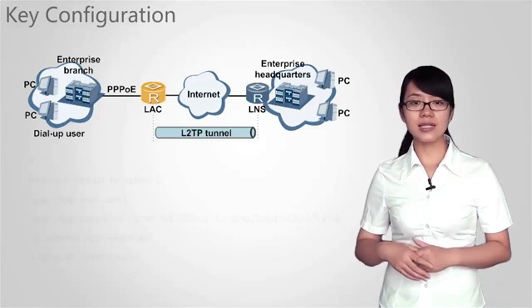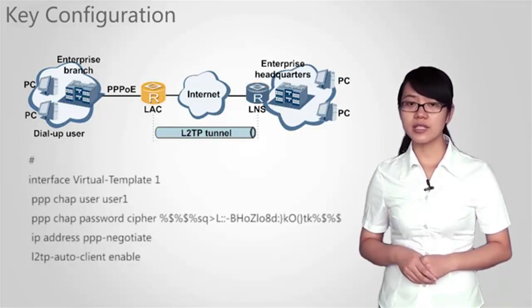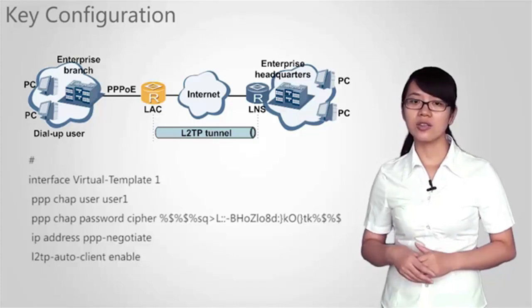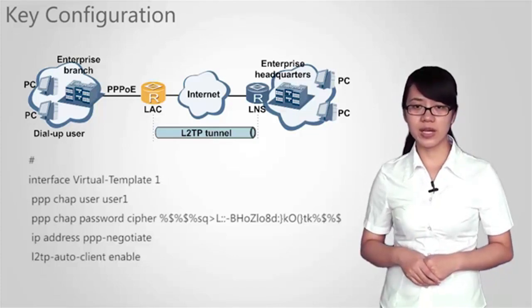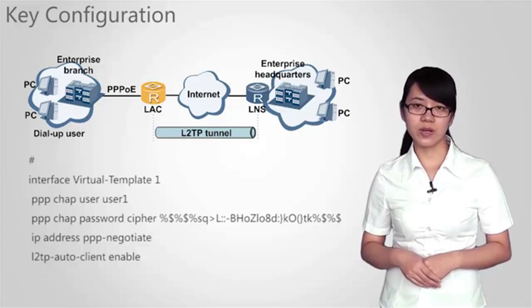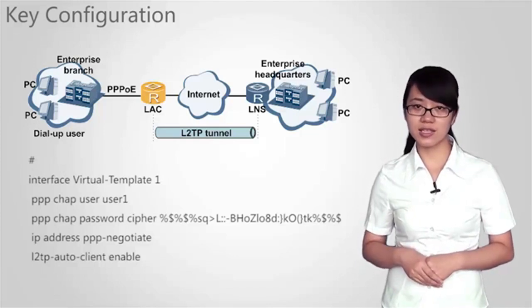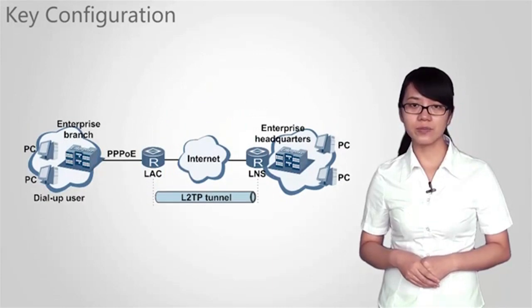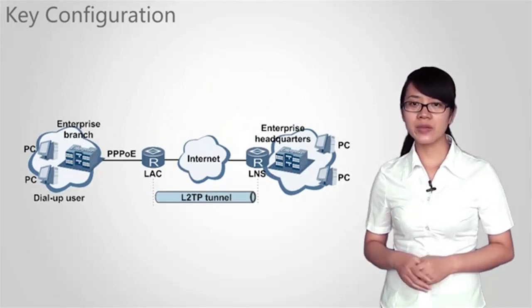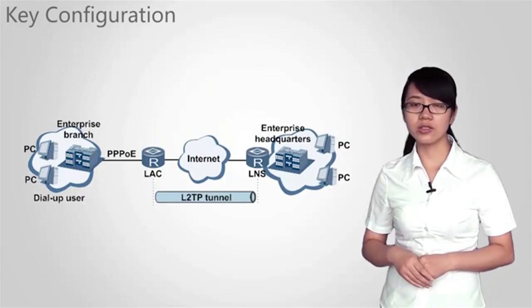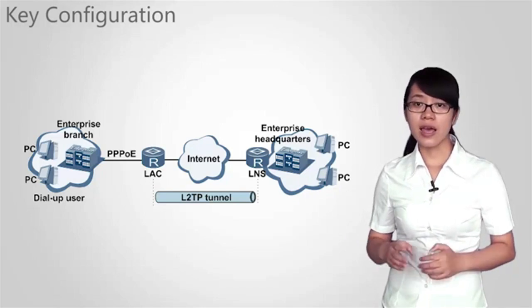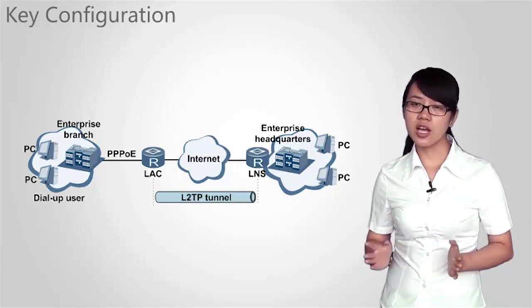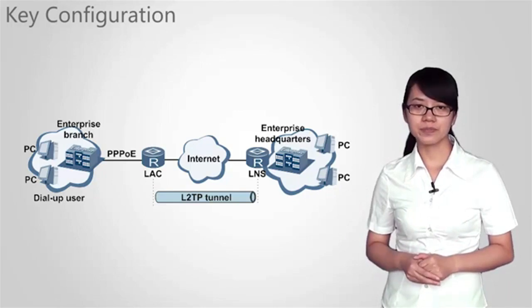If you use LAC auto dial to establish an L2TP connection, you do not need to configure user information on the LAC or PPP authentication on the VT interface. You only need to initiate PPP negotiation on the VT interface to enable L2TP auto dial. L2TP parameters are configured in the L2TP group. An L2TP group controls a tunnel on the LAC.